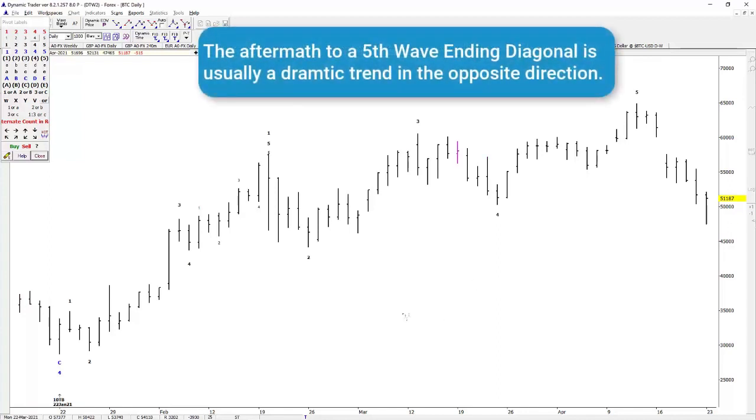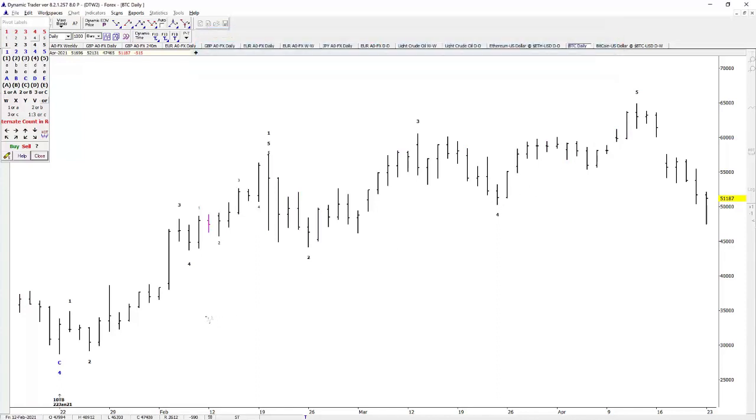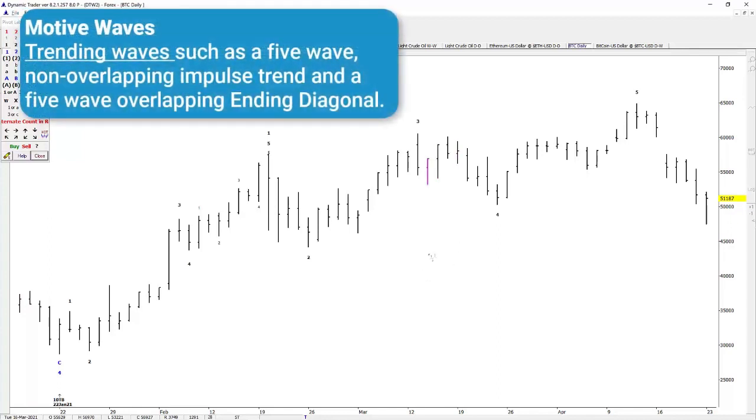Think of it in this way: a market is struggling to new highs, but then it's making an overlap. So it's not an impulsive 5 waves. It's also called a motive wave, which is another type of overlapping trending wave. And they're usually only found as the final 5 wave trend of a higher time frame ending wave 5. That's again why they're called ending diagonals.